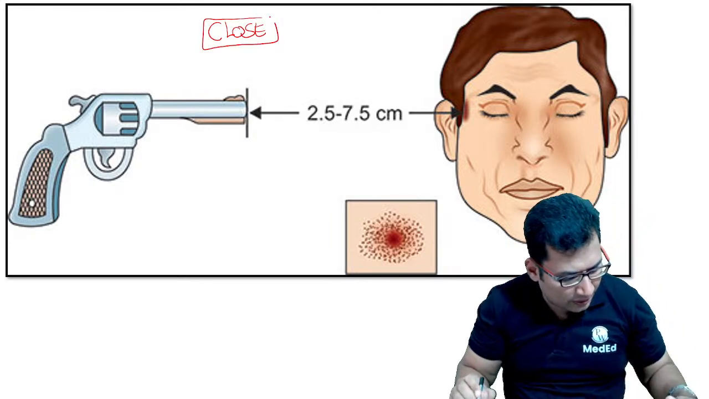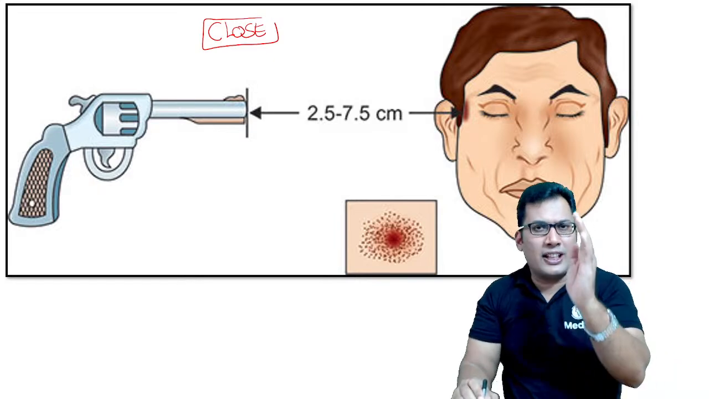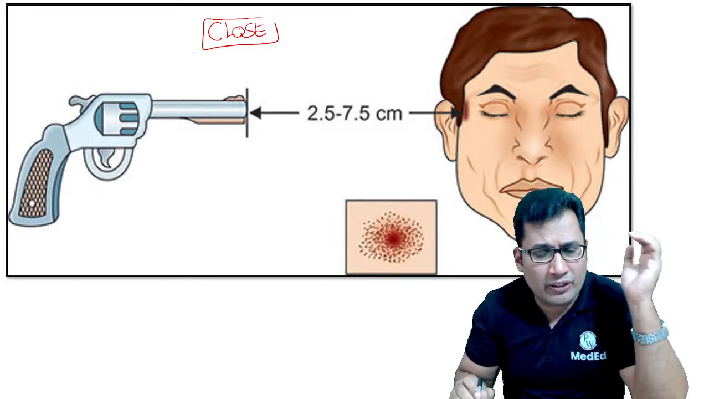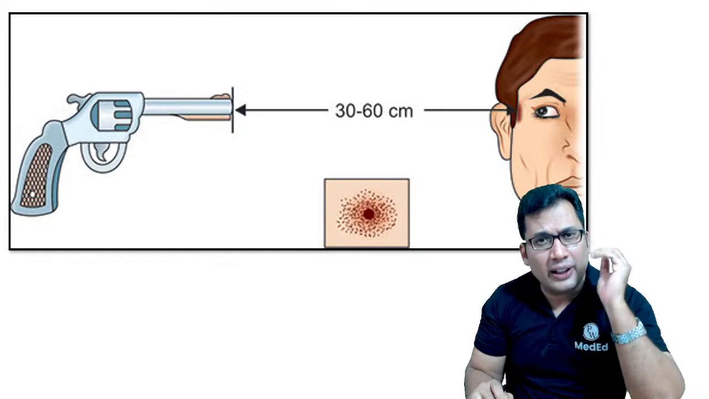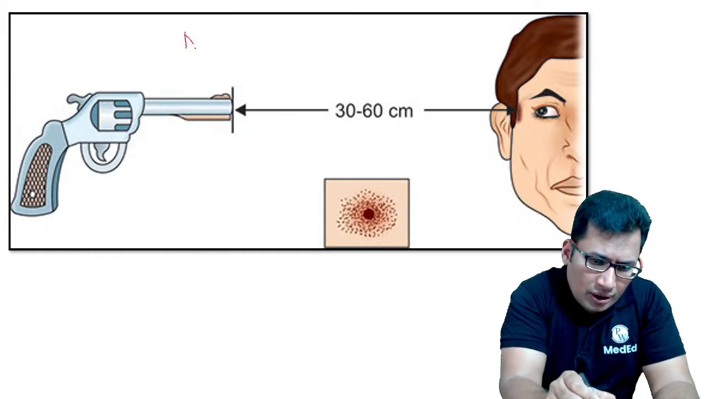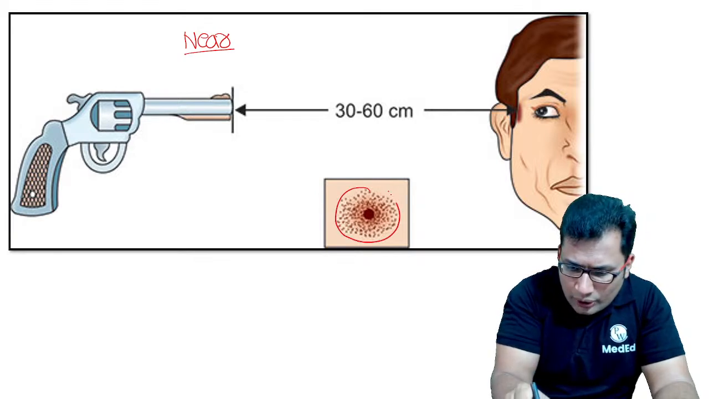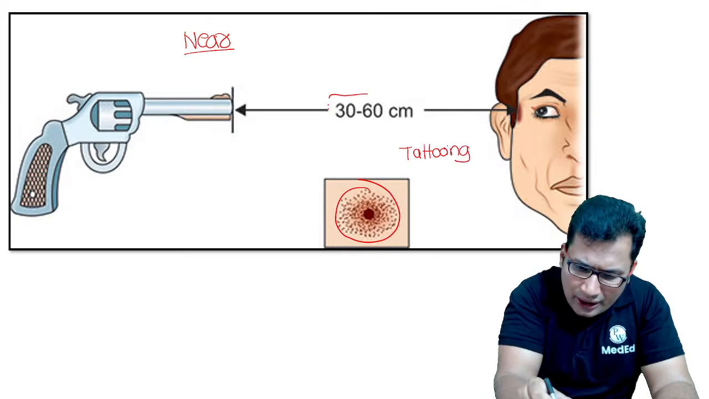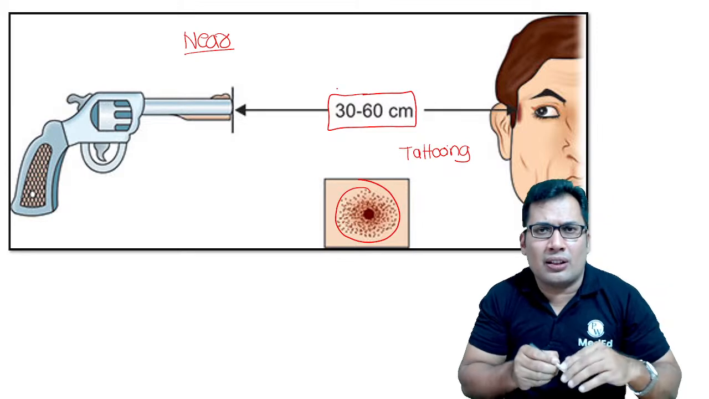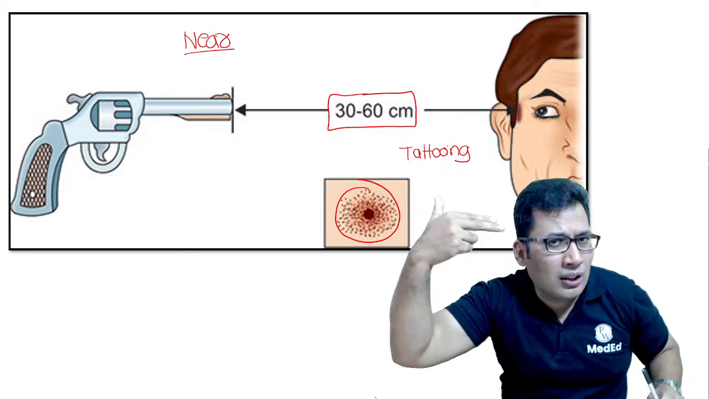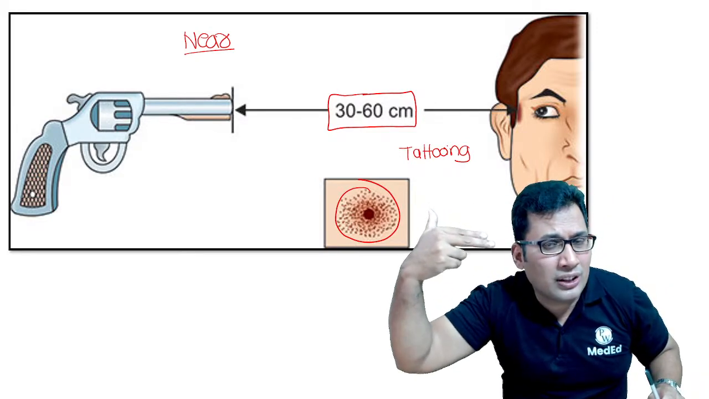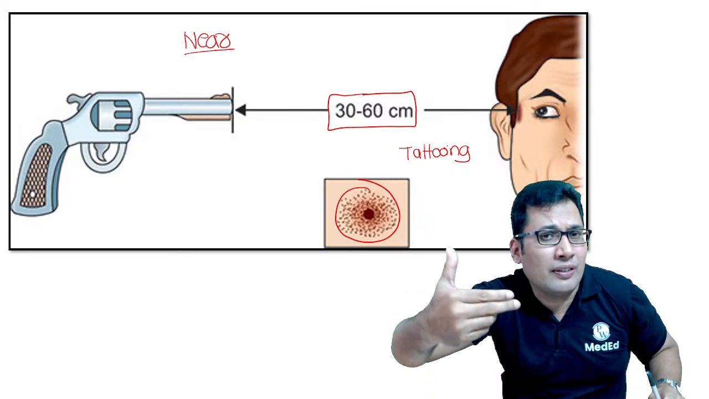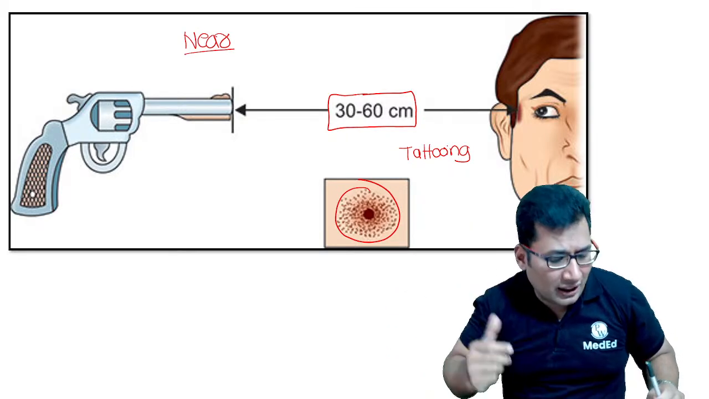Close range means 2.5 to 7.5 centimeter. Near range: in case of near range, you will see tattooing, and the usual distance must be 30 to 60 centimeter. For example, this is the pistol. This is near range, that is 30 to 60 centimeter distance between the pistol and the victim.